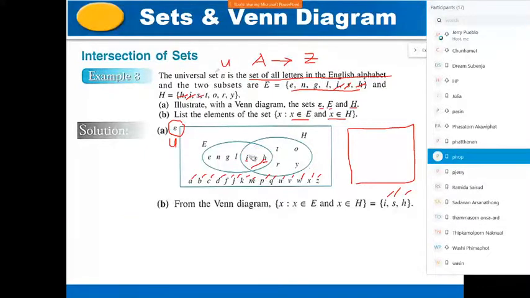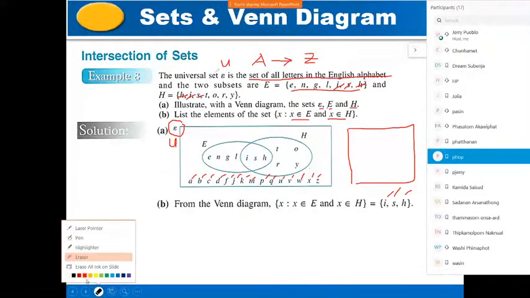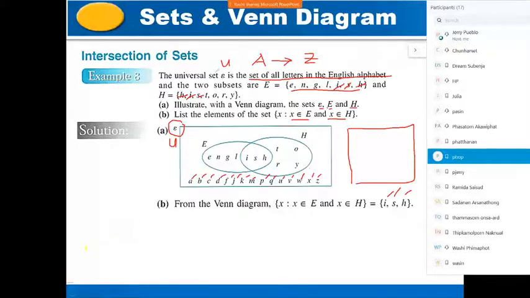Okay, these elements here, I, S, H, we call them shared elements. Okay, we can highlight here. Now these are shared elements. Okay. That's why that's our answer. Do you understand? Okay. Next example.